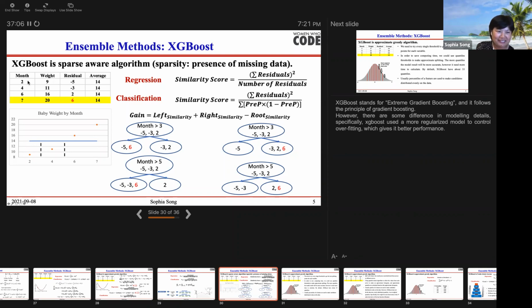It's the baby weight at 2 months, 4 months, 6 months. First, I use the average, 4, as the initial guess. Then I calculate the residual between the initial guess and the real data. The target value is weight, and the month is just a feature.